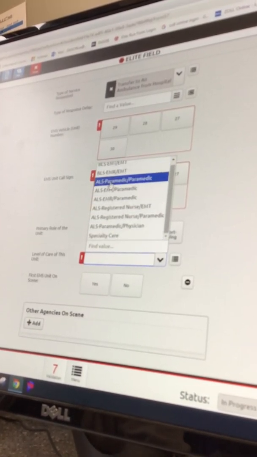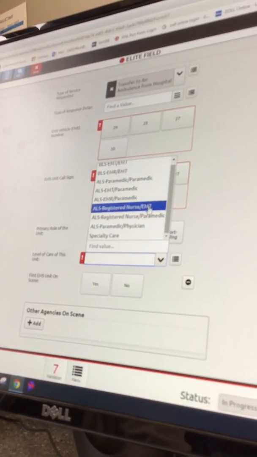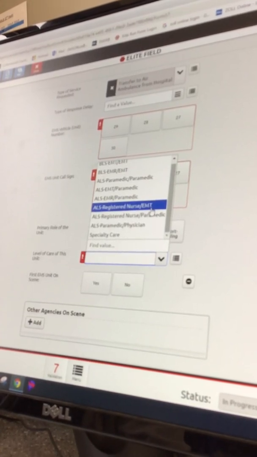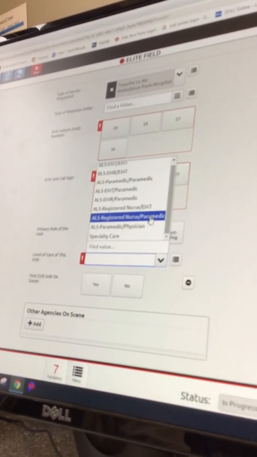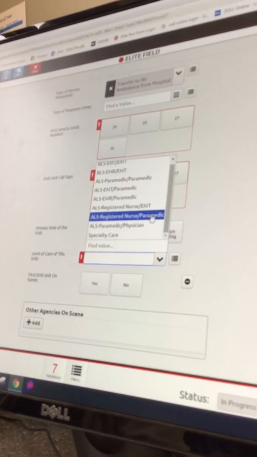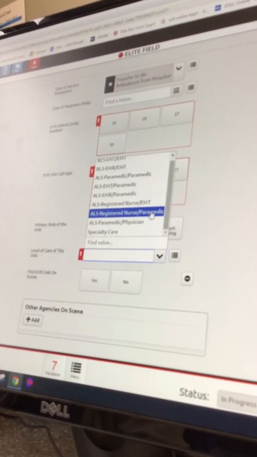So if it's a paramedic or a registered nurse, EMT, generally from what I've heard from the flight companies when I called on all of our past claims, it's generally a paramedic and a registered nurse that goes on every flight.